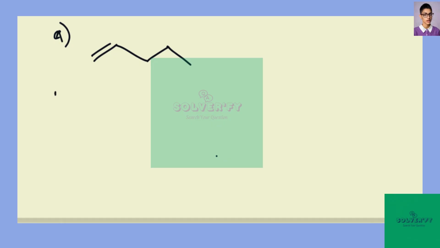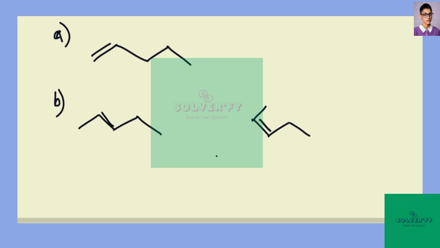All right, moving on to B. So you have 2-pentene. Drawing the same 5-carbon structure, except this time doing it at the second carbon like that. Now this does in fact have cis-trans isomerism, and the next molecule you can draw to prove that is that, right?